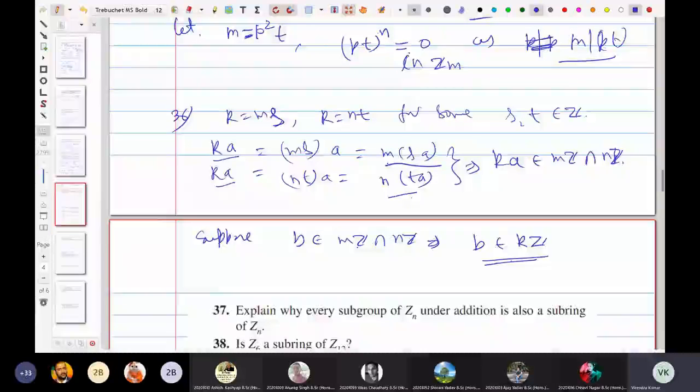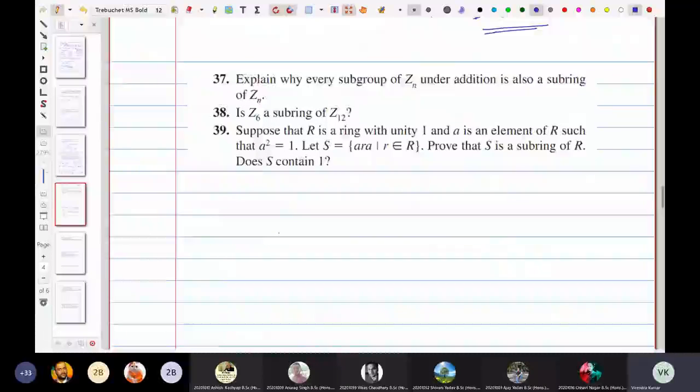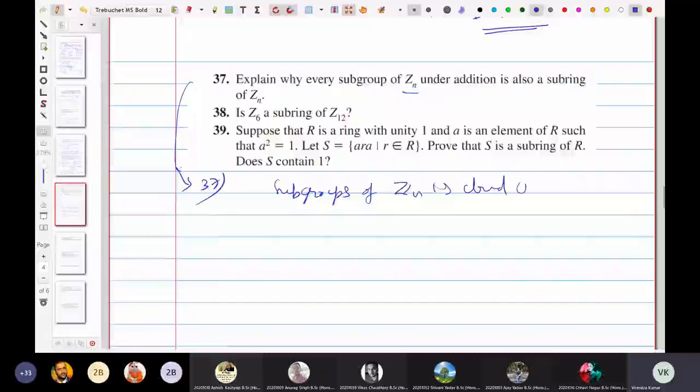Question number 37: explain why every subgroup of Zn under addition is also a subring of Zn. Do you have any simple question? Why is a subgroup of Zn under addition also a subring? So the reason is that the subgroup of Zn is closed under multiplication. And of course, because it is a subgroup, the additive inverse will be there, so the difference will be automatically there. What thing is missing? Closure under multiplication was missing.